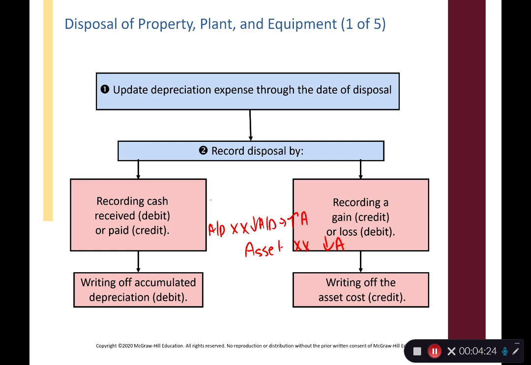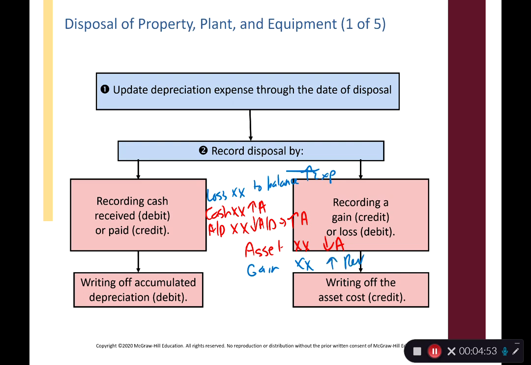And then we're going to debit cash if we receive cash. And then to make our journal entry balance, we're going to either end up debiting a loss if we need a debit to balance, which would increase expenses, or we credit a gain if we need a credit to make it balance, which is like a revenue.